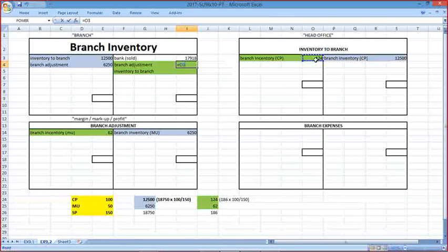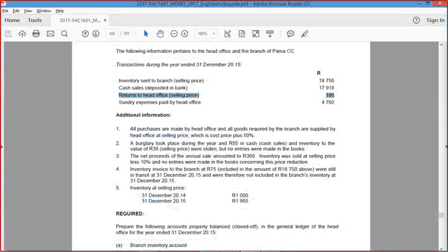You're referencing this amount there, and you're referencing this amount here. They're different accounts so you have to show it separately. If you show it as one amount, you'll probably get half the marks. They won't mark it wrong, but they just won't give you all the marks because you haven't disclosed it correctly. Okay, perfect. Next is sundry expenses paid by head office.